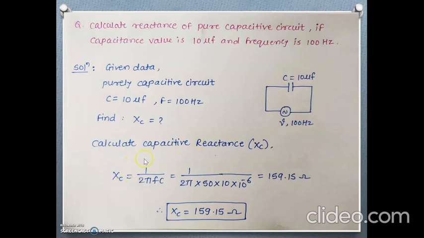Let's calculate XC, the capacitive reactance. We have XC is equal to 1 upon 2 pi FC. Putting the values of frequency and capacitance, we get 1 upon 2 pi into 100 into 10 into 10 power minus 6. This is 10 power minus 6 due to micro. Micro means 10 power minus 6. So we get the value of 159.15 ohm. So the required value of XC for this numerical is 159.15 ohm. These are the simple numericals based on the learned topics.